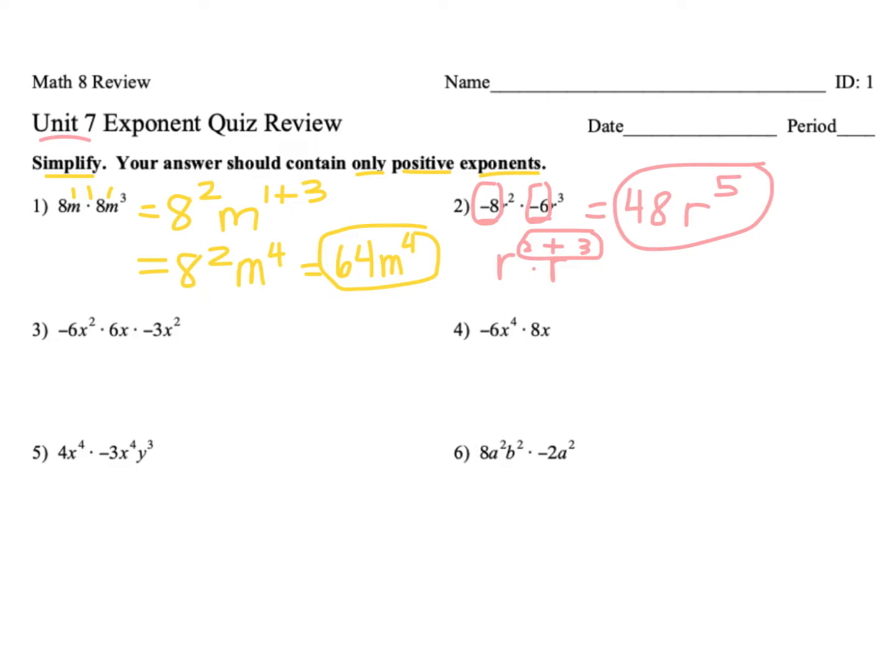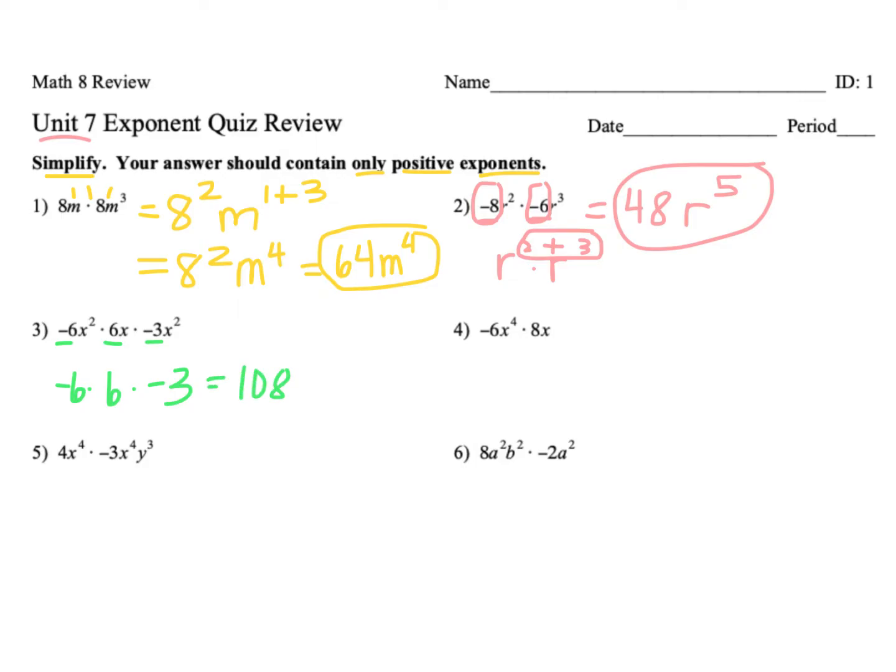Next, I see a negative 6, a positive 6, and a negative 3. Those are all different bases, so I'm not going to apply the rule. I'm just going to do multiplication on those. So I'm going to do negative 6 times negative 3. And all of that equals 108, a positive 108.